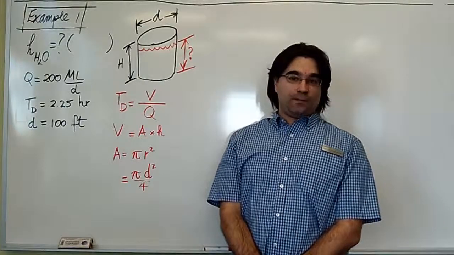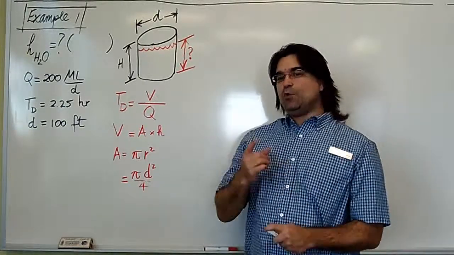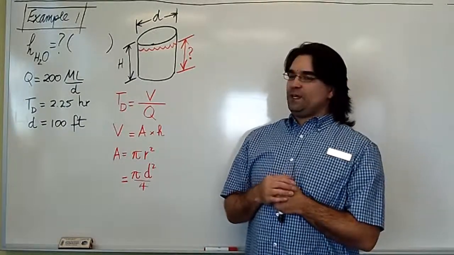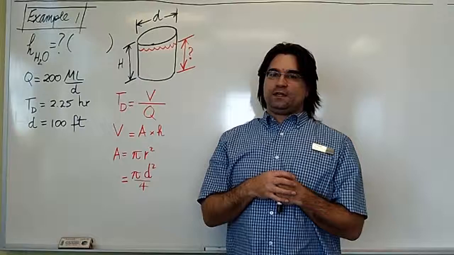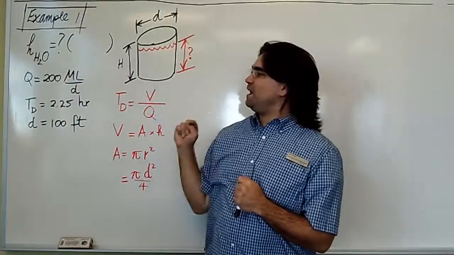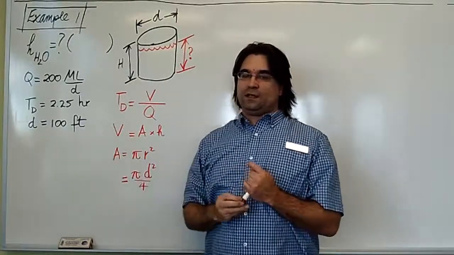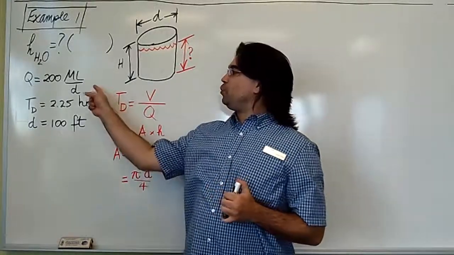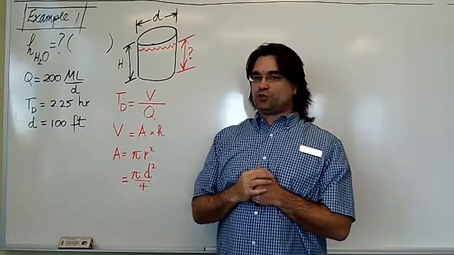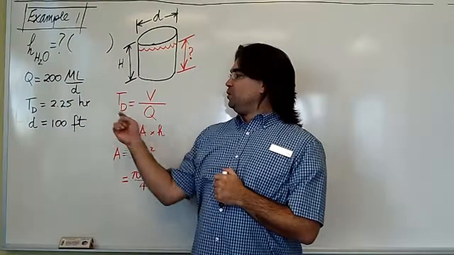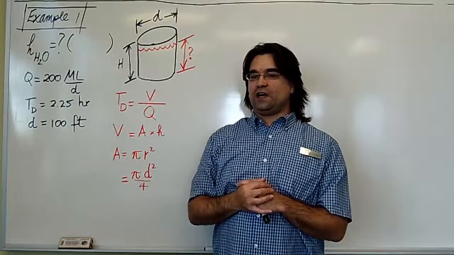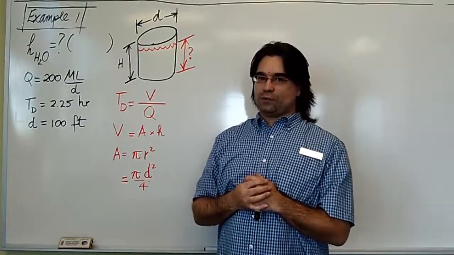Hello students. For example number 2, we'll look at a slightly more involved type of question. Specifically, you're being told that you have a circular settlement tank or sedimentation tank. You're given the diameter for this tank, which is 100 feet. You're also told that the average flow rate through this tank is 200 megaliters per day. Finally, you're informed that the detention time through this tank is 2.25 hours, 2 1/4 hours.